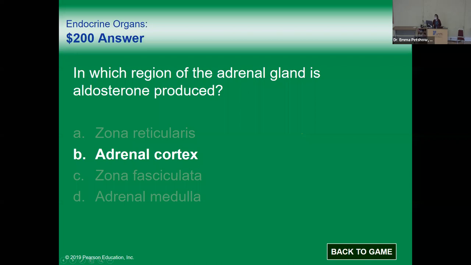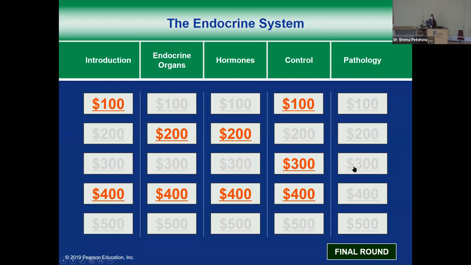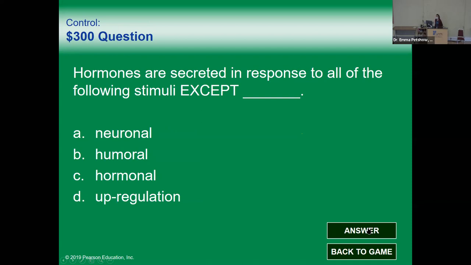All right, which one's next? We have 9. Control 3, okay. Hormones are secreted in response to all of the following stimuli, except what stimuli are they not secreted from? Neuronal, humoral, hormonal, upregulation. You answered upregulation, you're correct.